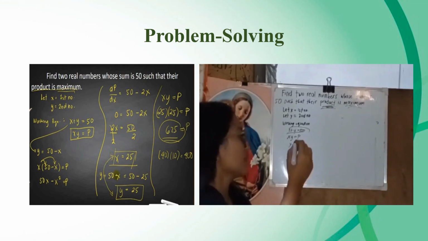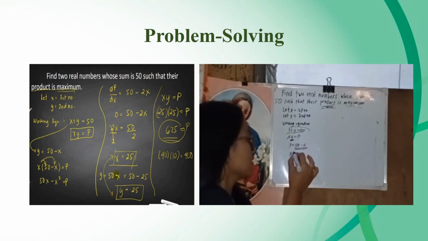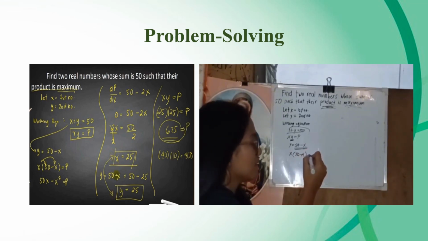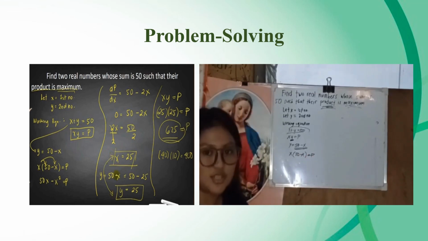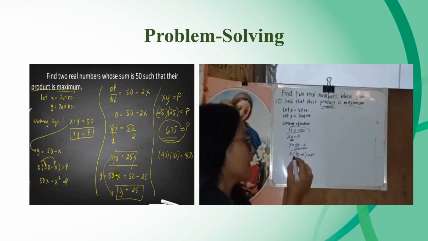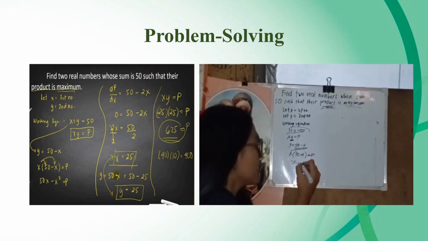Then next is substitute for y. So x open parenthesis 50 minus x, then close parenthesis equals P. Then next is multiply: x times 50 is 50x, then x times negative x is negative x squared.